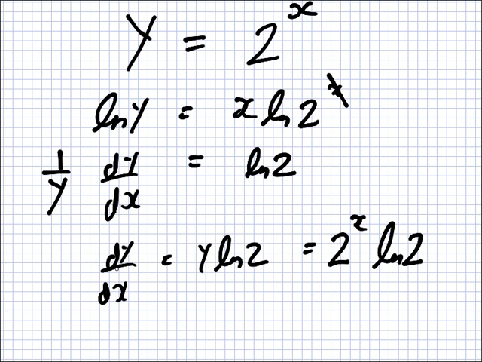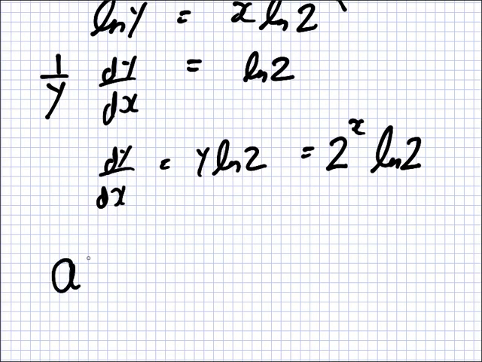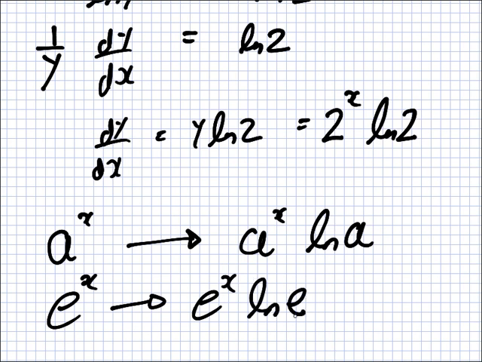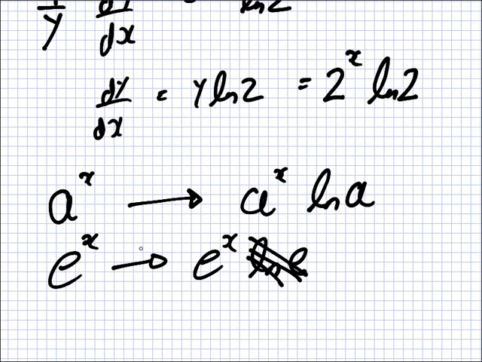You can actually use the result. So the result is, if you have something like a power x, its derivative is a power x log a. Now, the special case is if it's e power x, what would that become? E power x log e. But what's log e? It's 1. So the derivative of e power x is e power x.